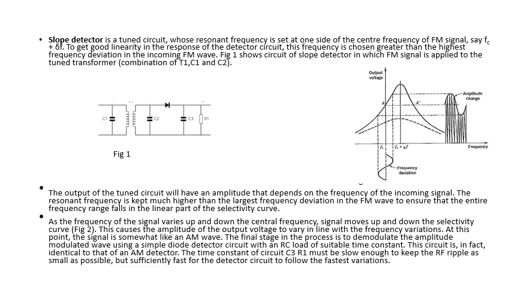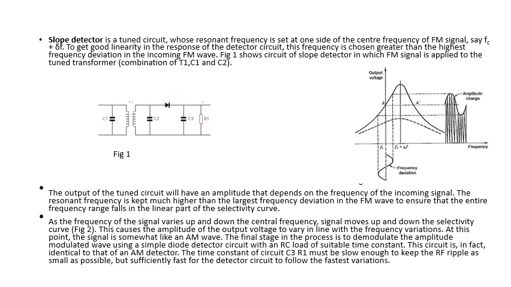The basic circuits for FM demodulation are the slope detector and the balanced slope detector. So in this presentation, we are considering the operation of the slope detector and the balanced slope detector. In figure 1, the basic circuit of a slope detector is shown.